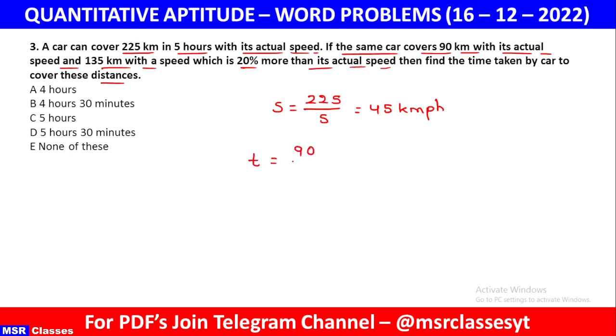90 kilometers with the original speed 45 takes 2 hours. The remaining 135 is at 20% more, 20% of 45 is 9, so 54. 135 divided by 54 is 2.5. So 2 plus 2.5 is 4.5, which is 4 hours 30 minutes. 4 hours 30 minutes is my final answer. Option B is the correct answer for this question. Done.